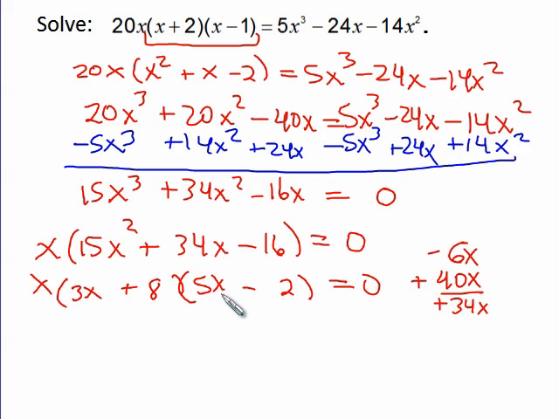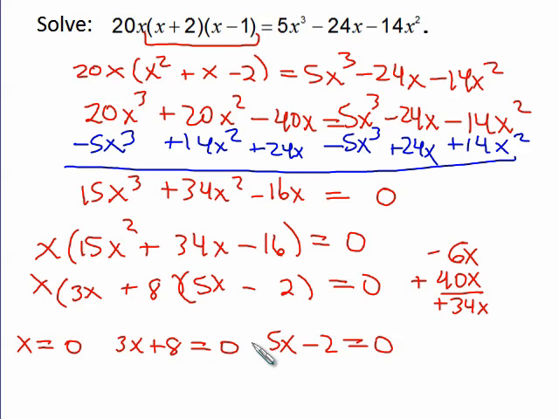I have three factors that I set equal to 0. So the first one is just x equals 0, which is a solution. And then the next one is 3x plus 8 could be my 0, or 5x minus 2 could be my 0. So now I need to solve each of these individually because I already have one answer here.